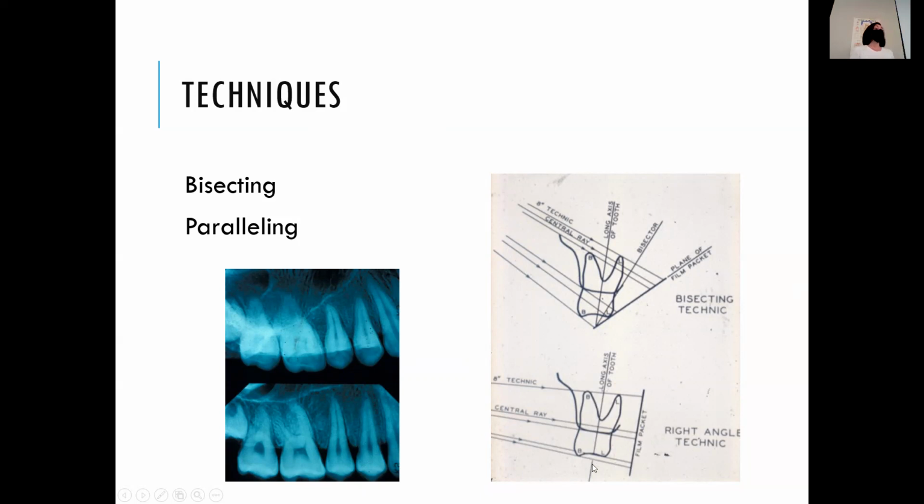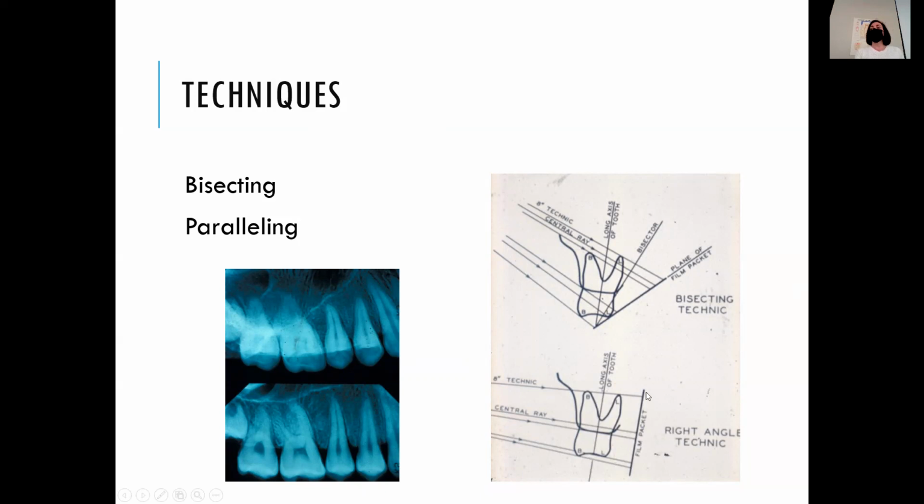Paralleling is what we are doing, hopefully, ideally, when we use our XCPs, because we're setting up the film and the long axis of the tooth parallel. They're together, they're biting on the bite block here, and the long axis of the tooth and the film are perfectly parallel. Ideally, that's what we're trying to do with our XCPs.